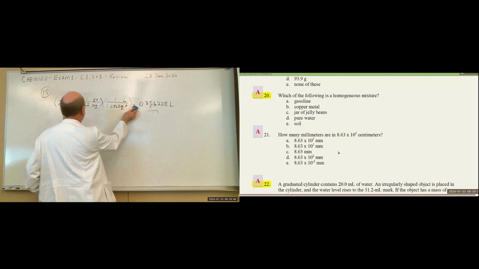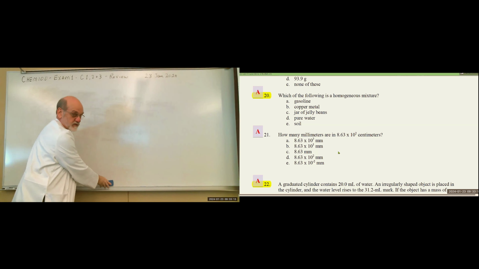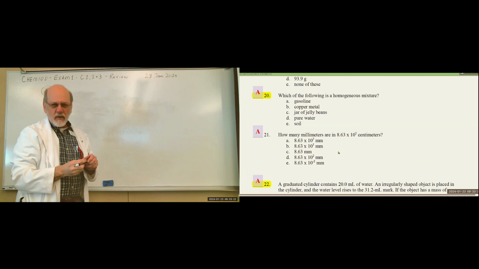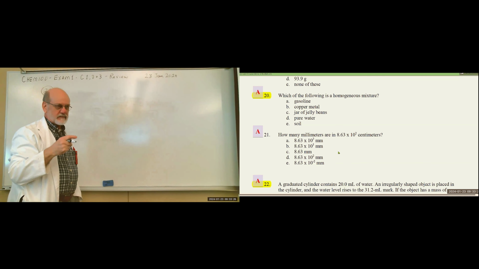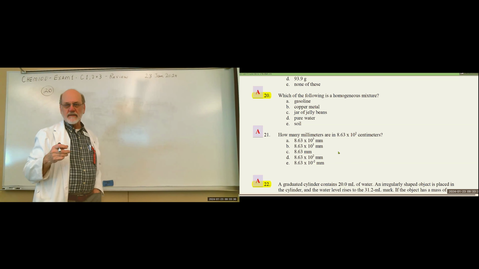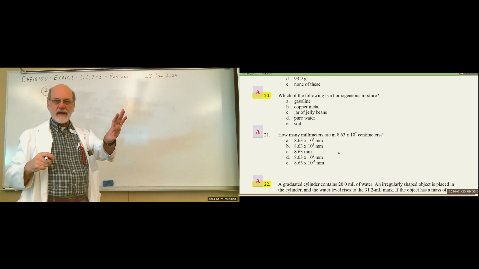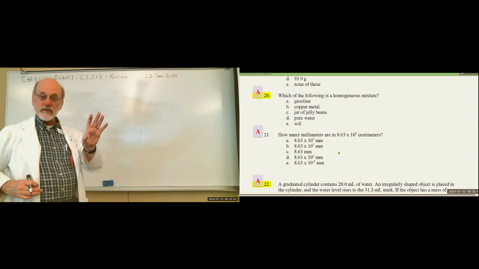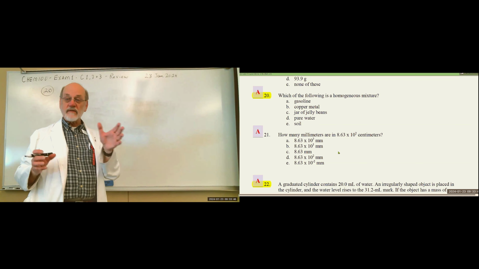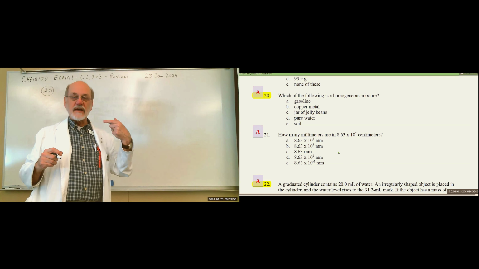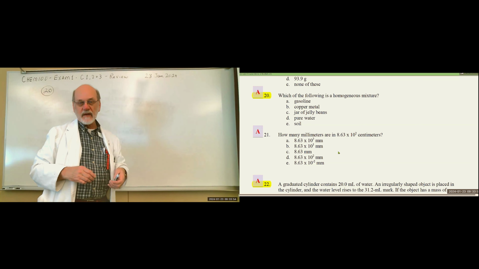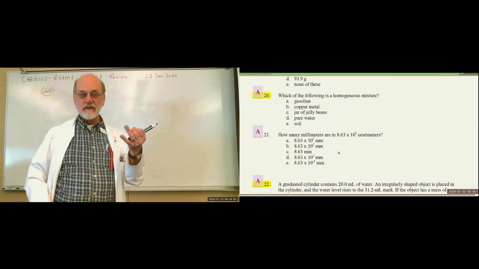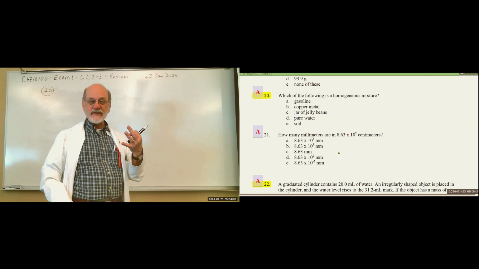Next one, 20. Which of the following is a homogeneous mixture? The way the English language is set up, the modifiers come before the noun. The mixture is the central object here. So first we want to find out which of these are mixtures. If it's not a mixture, then we don't even have to consider it. Then we look at the mixture and ask, is it homogeneous or heterogeneous? Gasoline is a mixture. Copper metal's not. Jelly beans, that's a mixture. Pure water is not. Soil is a mixture. So we've got those three: gasoline, jelly beans, and soil.